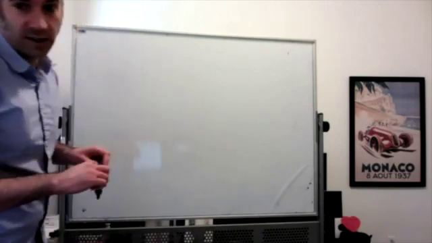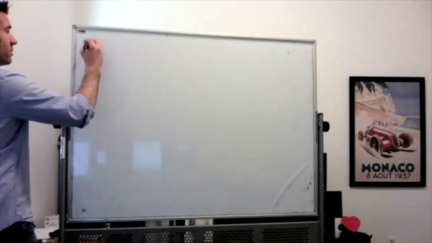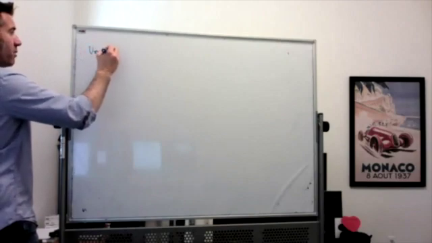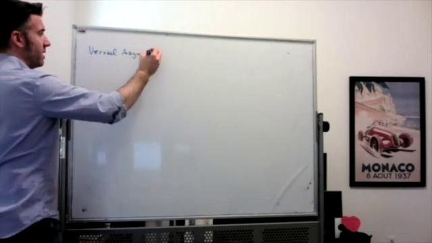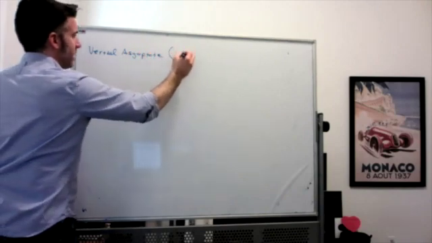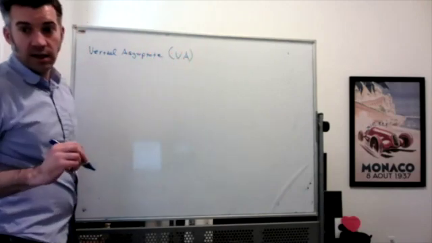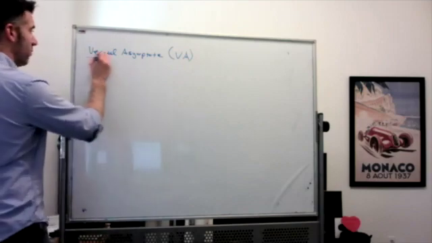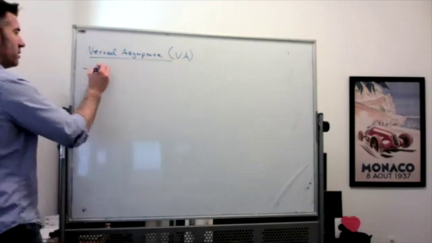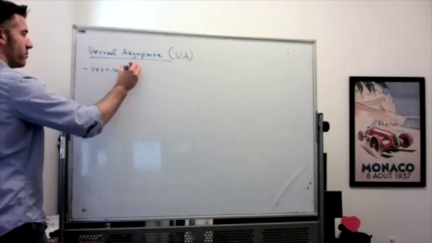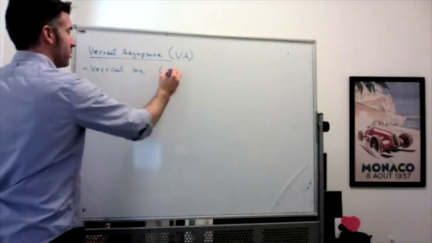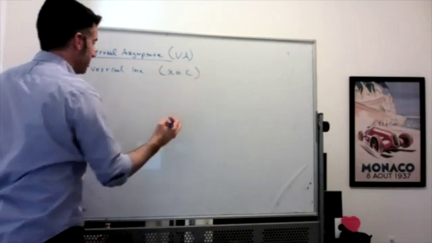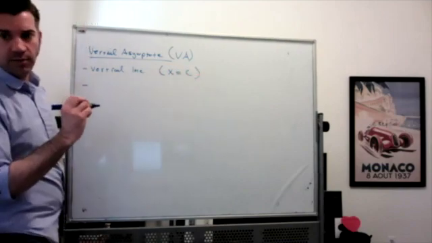So a vertical asymptote, which we will often abbreviate as a VA, is a vertical line, right? Hence the name. So it's going to be like x equal to something, x equal to a constant. And we find them.